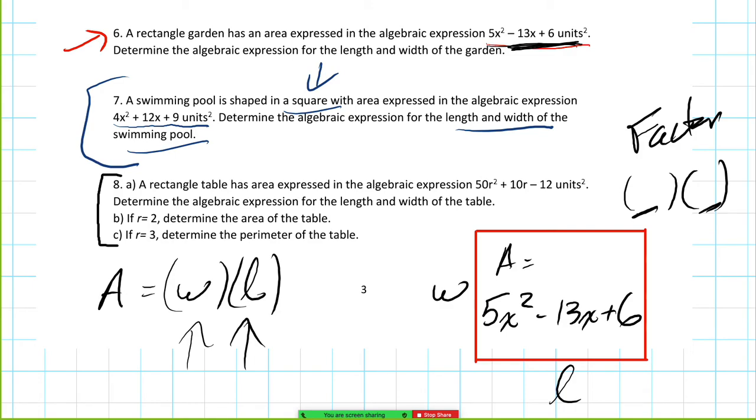All right, question 8 here. A rectangular table has an expression of this. Determine the algebraic expression for the length and width of the table, and then there's a B and C. If R is 2, determine the area, and if R is 3, determine the perimeter. Okay, so a little bit different. We'll get to a new page here.